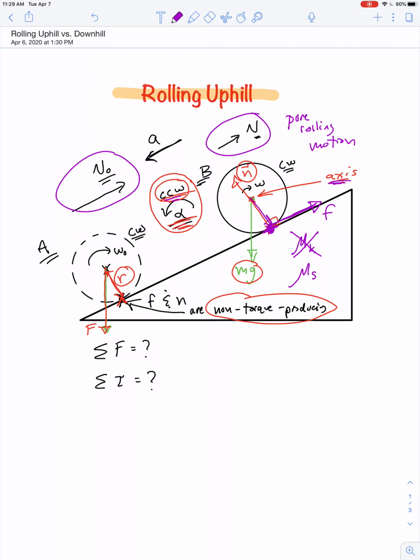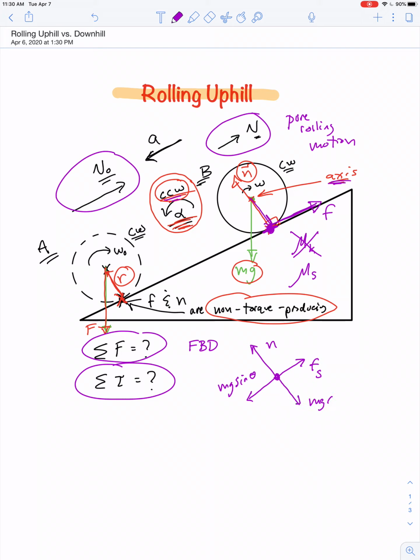In any case, now we at least have some force diagrams that we can use to figure out the nature of the net force and the net torque. So for net force, we can make a free body diagram and just replace the wheel with a dot. There's a force of static friction pointing up the hill. Normal force points perpendicular to the incline. And then we can break the vector mg into components. So there's a component mg sine theta that points down the incline, and there's a component mg cosine theta that points perpendicular to the incline. Normal force and mg cosine theta have to be equal.